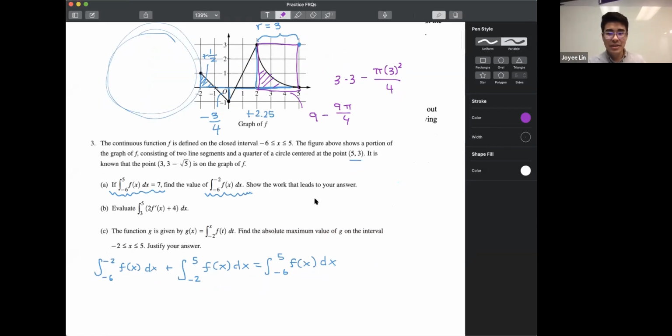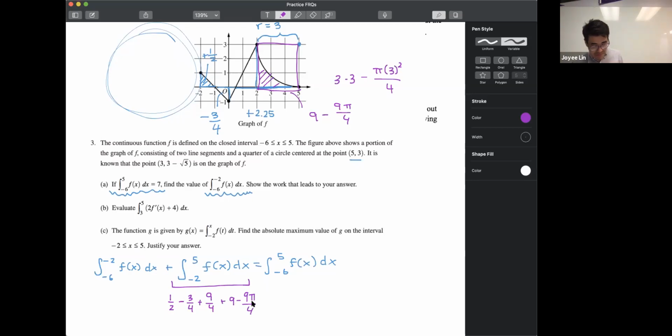Isn't that lovely? So let's start stacking together our area for this thing then, right? So this thing is equal to 1/2 minus 3/4 plus 2.25, which is 9/4, plus 9 minus 9 pi over 4. Imagine if they had given to you under the curve and then they like messed everybody up because they didn't do a negative sign. So if we simplify that, that should equal 9 pi over 4.